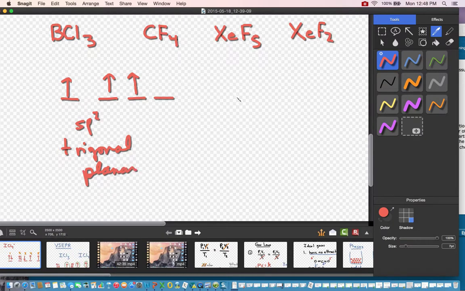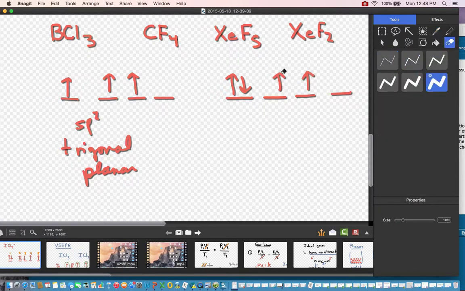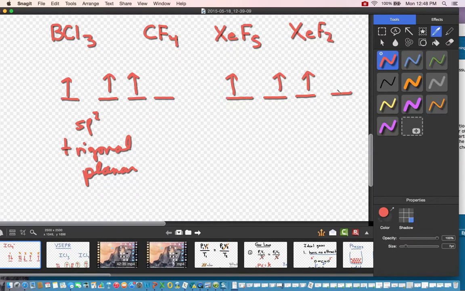When you go to CF4, the ground state, you have 2s2, 2p2, but again, you're going to hybridize one of your 2s electrons to the 2pz. That's 4 areas of density, that's sp3, and it is tetrahedral.